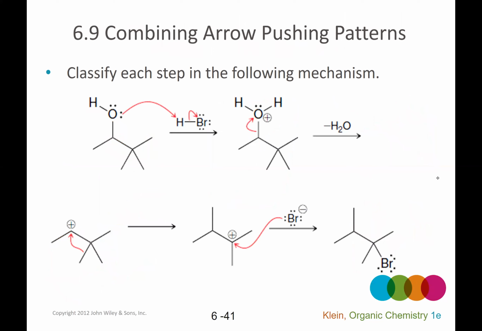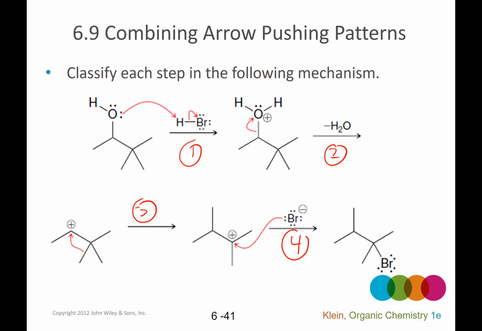Okay. So let's look at this multi-step reaction, and we have 1 step, 2 steps, 3 steps, and 4 steps. And now that we've discussed the basic arrow pushing mechanisms, nucleophilic attack, loss of a leaving group, proton transfer, and rearrangement, let's see if we can classify each step in one of those categories. So what's the first one?